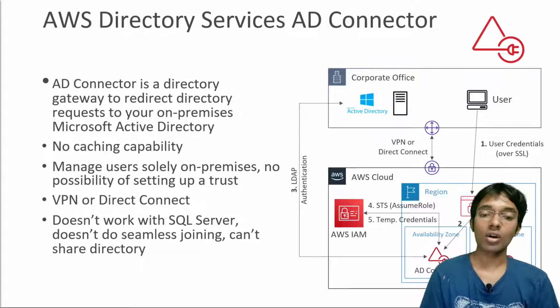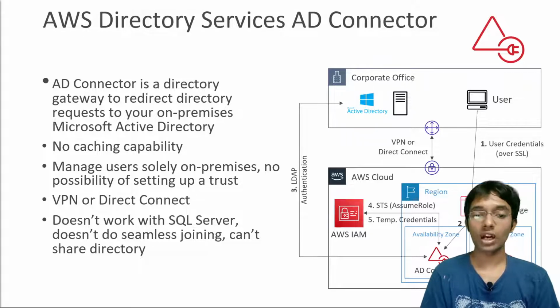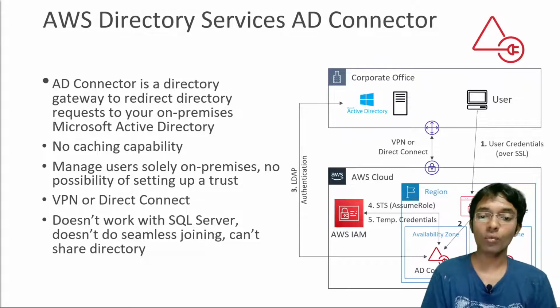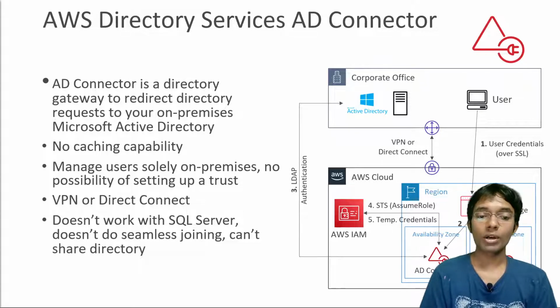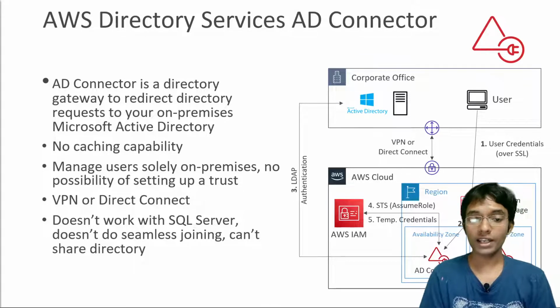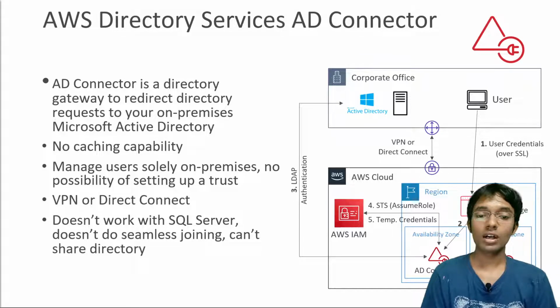Okay, so how does that work then? Well, we have our corporate office and the AWS cloud, and there will be a VPN or direct connection between these two, and therefore we can have our Active Directory within our corporate office. But our users who want to log in will have to do the following flow.